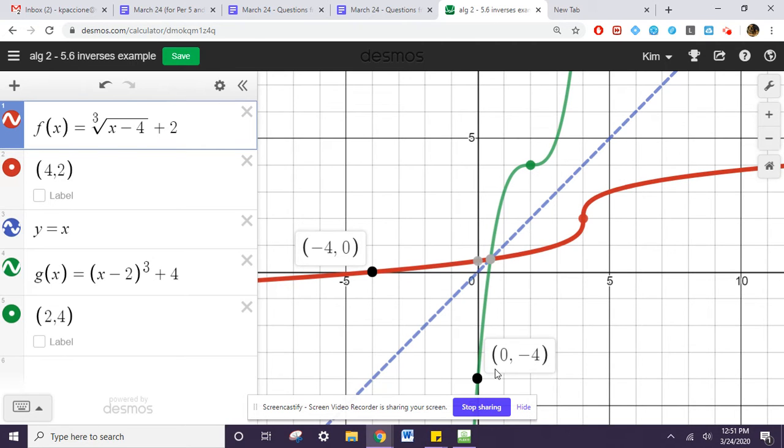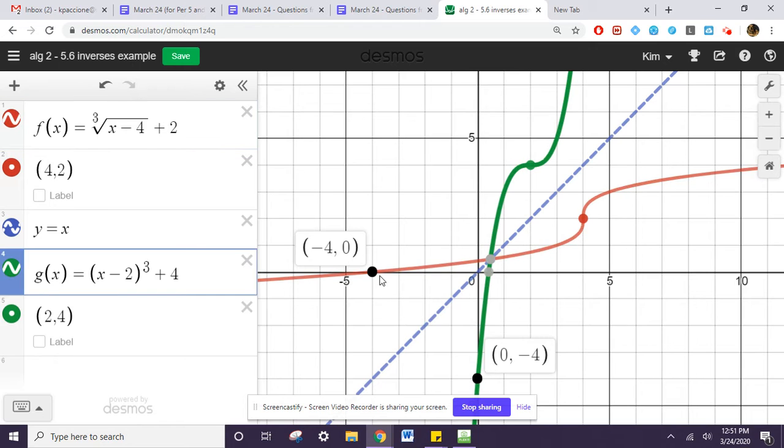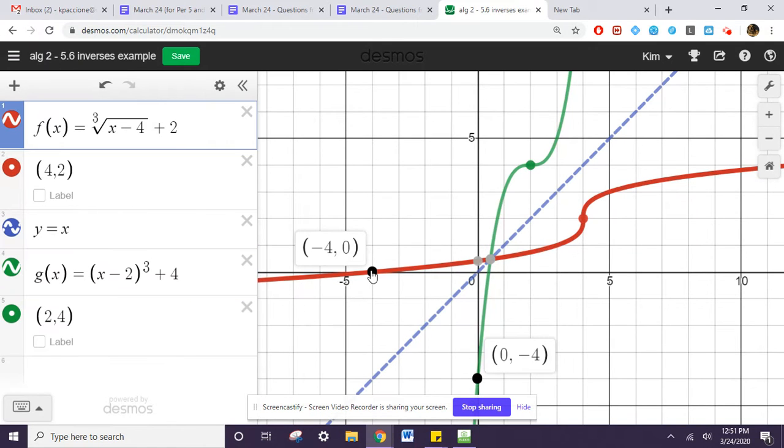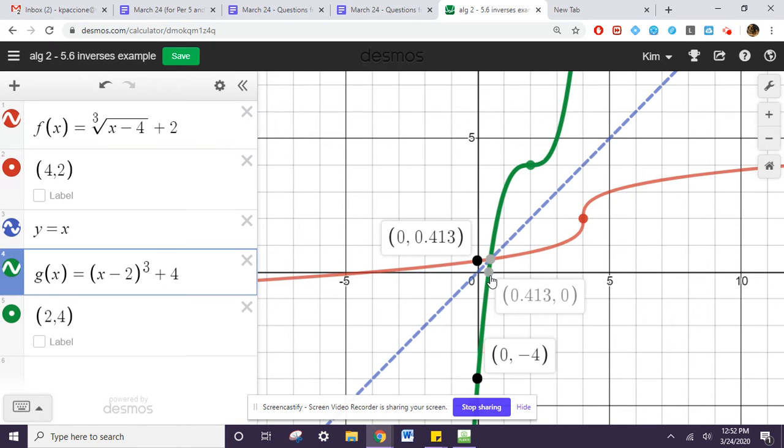That also happens with the other intercepts. The x-intercepts are not going to be such nice numbers. They're going to be kind of crazy decimals, but we can still see that relationship here. So here's the decimal approximation for the y-intercept of the red graph. And when we switch x and y, we end up with an x-intercept on the green graph. So again, the x and y intercepts have switched.